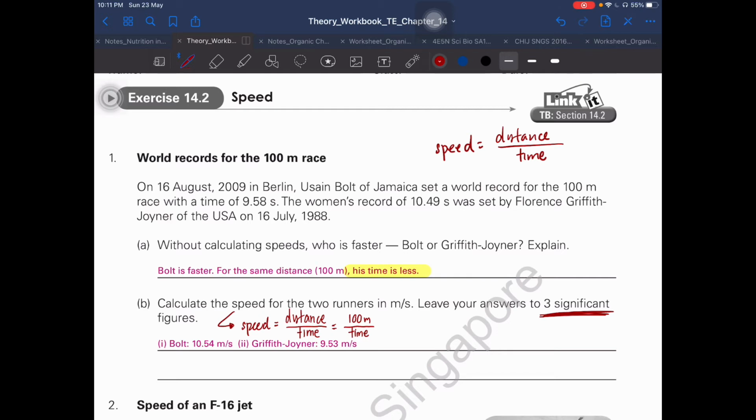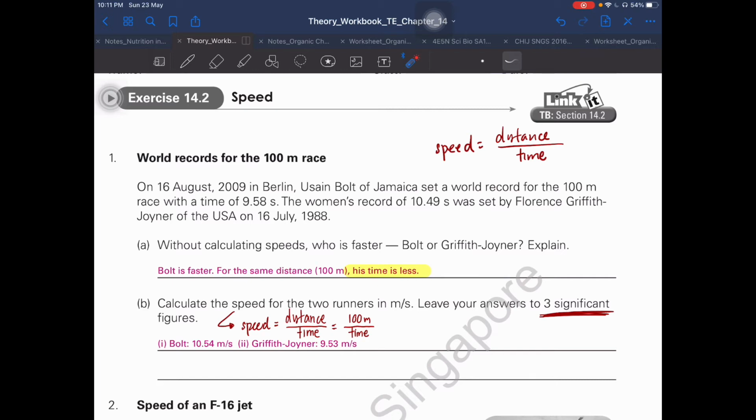So in this question, we're talking about two sets of runners, if I'm not wrong. Without calculating speed, we're supposed to find out who is faster, Bolt or Griffith Joyner. In this case, because Bolt took a shorter time, the key over here is to look at time, because the question says without calculating speed. So we're not going to calculate distance over time for both of them. Now, in terms of calculating speed, we are supposed to leave our answers in 3SF.